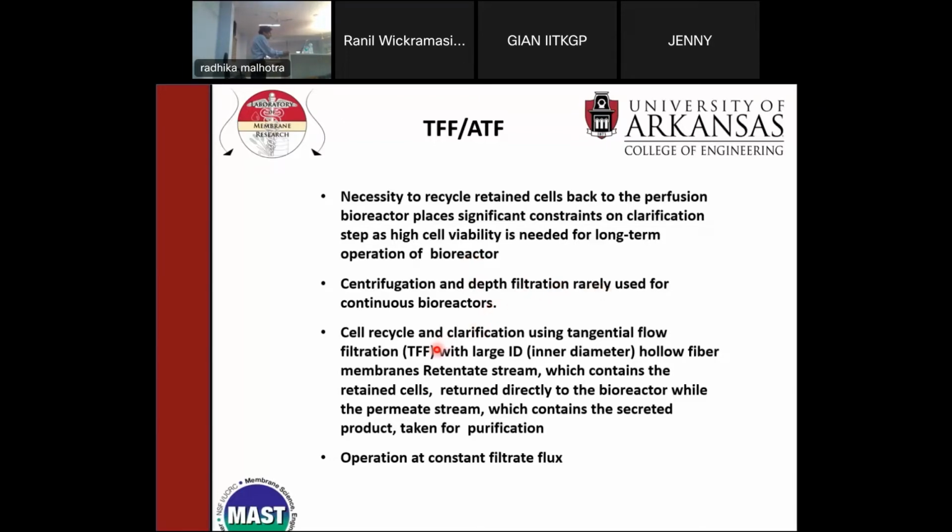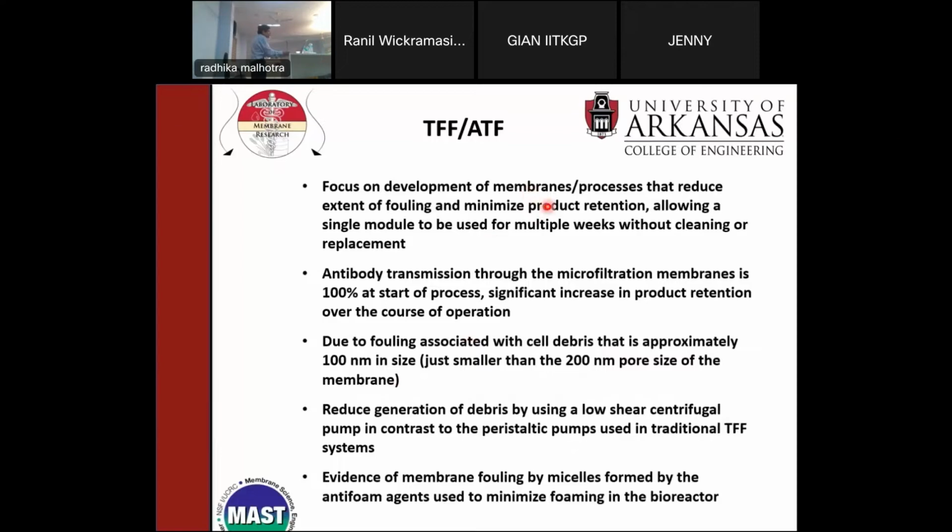Okay. Cell recycle and clarification using tangential flow filtration with a large inner diameter hollow fiber membrane. Retentate stream, which contains the retained cells, is returned directly to the bioreactor, while the permeate stream, which contains the secreted product, is taken for purification. Okay, and they operate at constant flow. Focus on development of membrane processes that reduce the extent of fouling and minimize product retention, allowing a single module to be used for multiple weeks without cleaning or replacement. That's quite a challenge. You want to use it for multiple weeks.